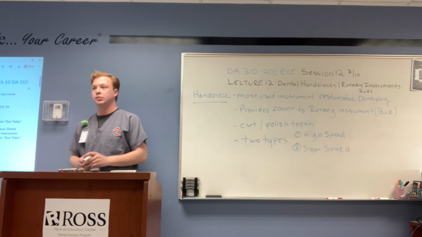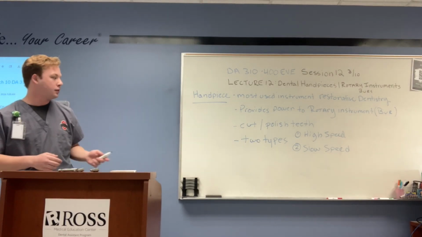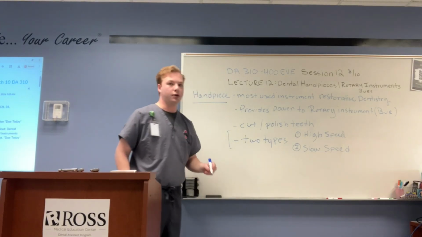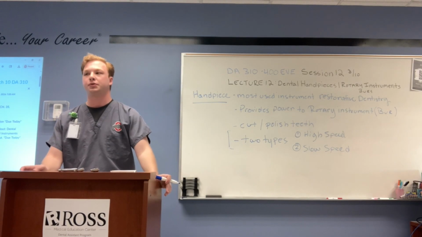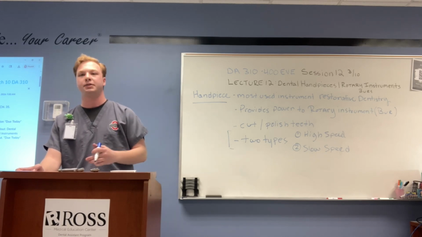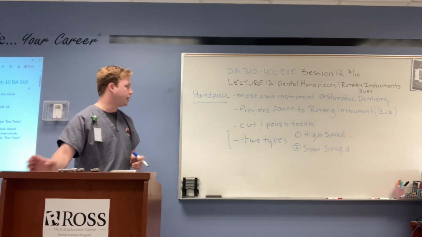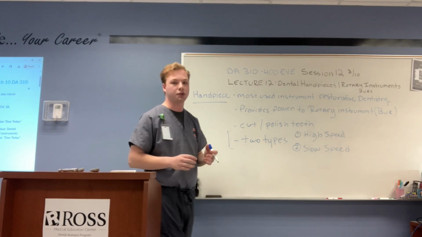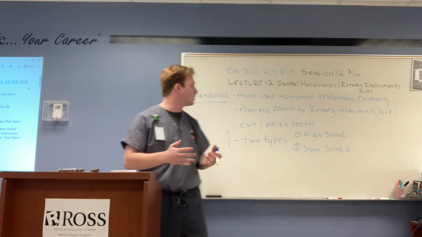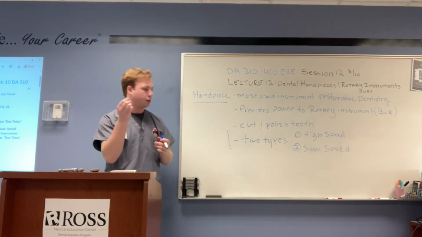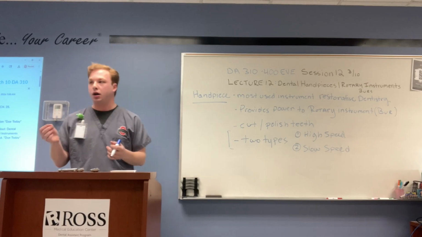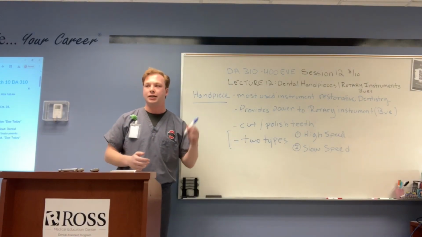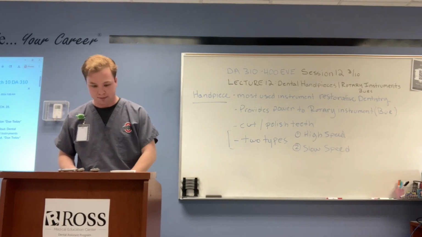Okay. So I want to focus today on these two main types, and I'll also give you an example or examples of the 4 auxiliary types that you might see in the office. Okay? So the handpiece is the most used instrument in restorative dentistry, like cleaning teeth. Provides power to the actual burrs. It's used to cut and polish the teeth. And we have 2 main types that we use daily, the high speed and the slow speed, okay?